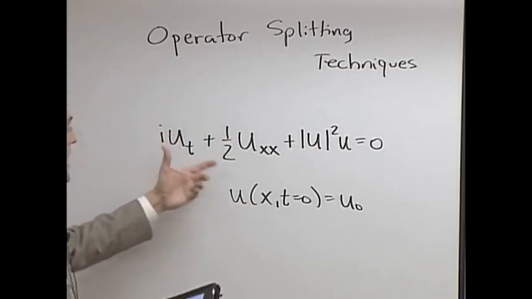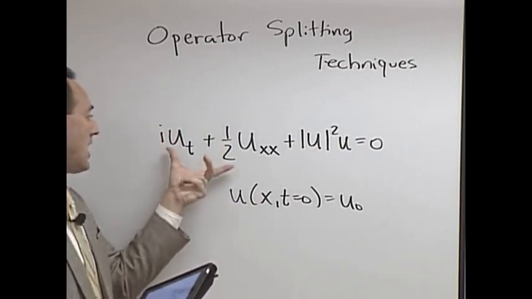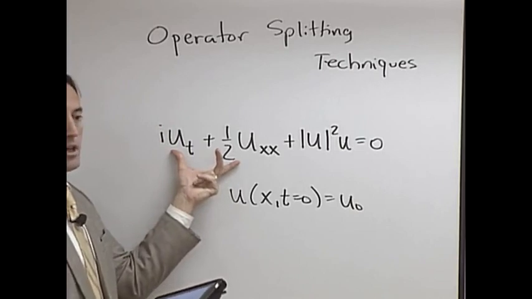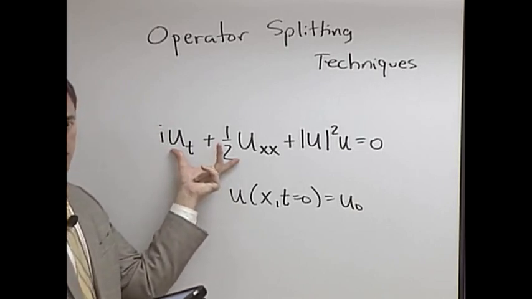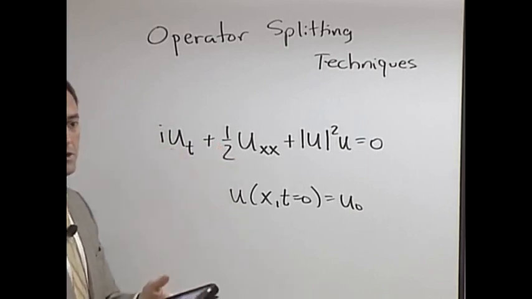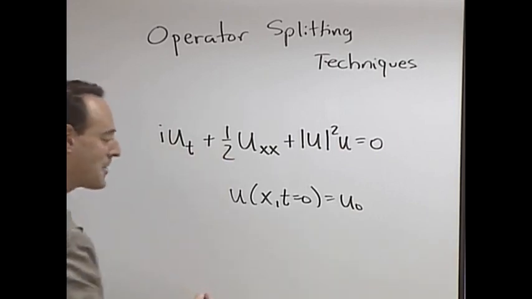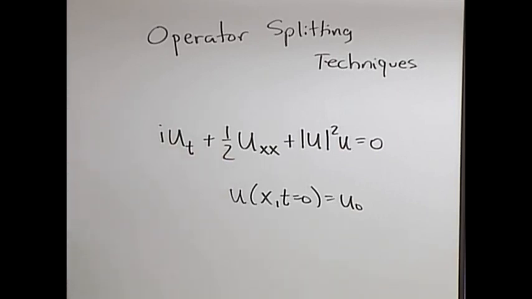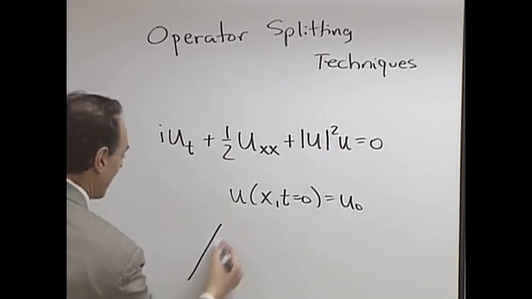Okay, so we have this. Now, the interesting thing here is, because of the i, this term here corresponds to dispersion. So you know all about dispersion. I'm going to try to do this with a black marker. Check it out. You'll see what I'm talking about.